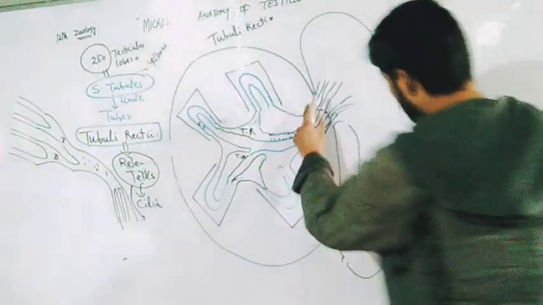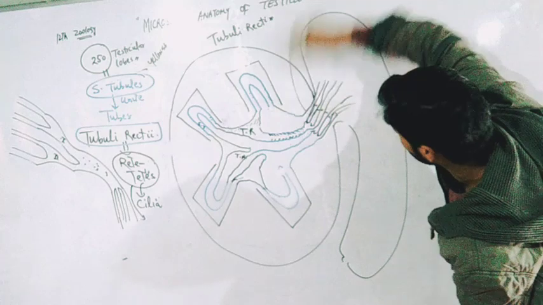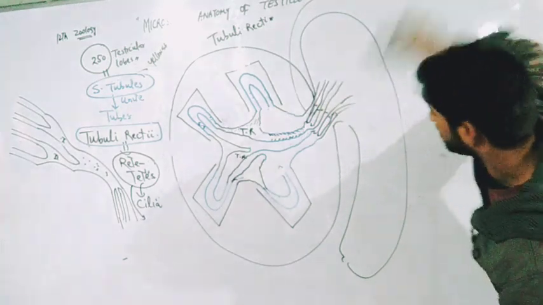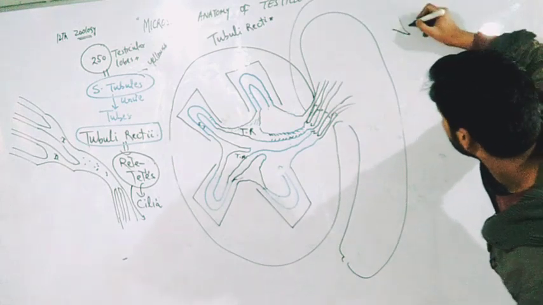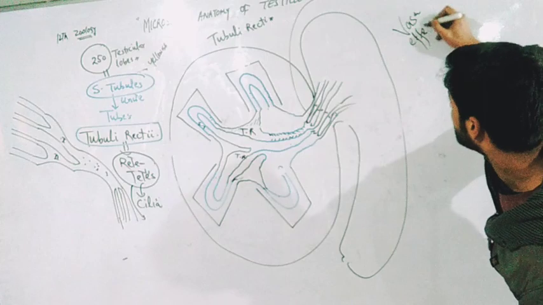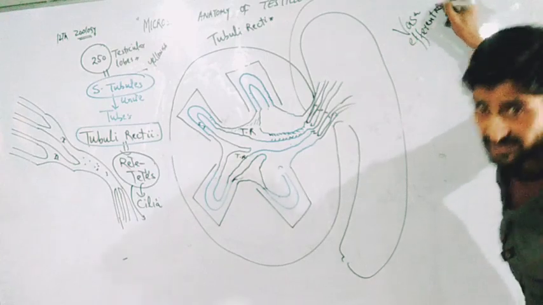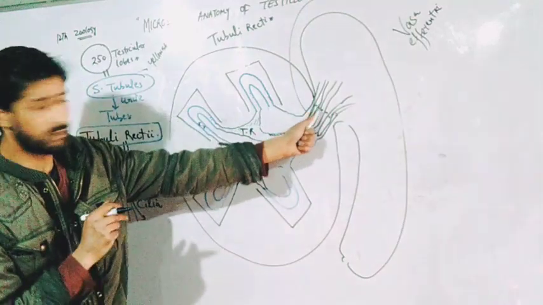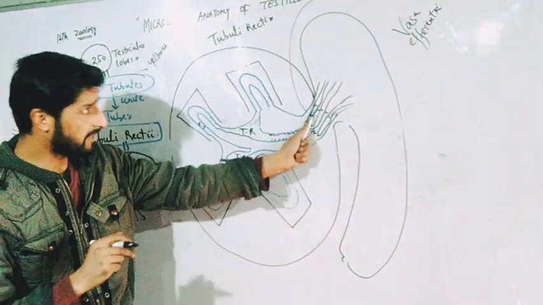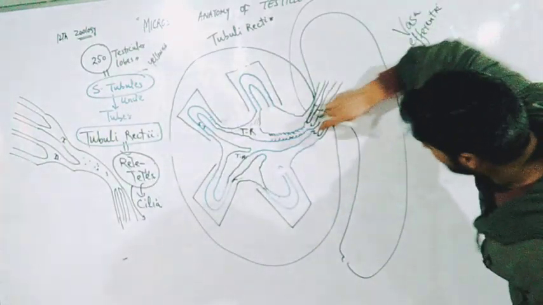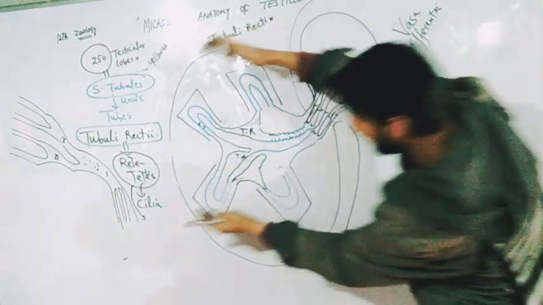This network of 15 to 20 tubes is known as vasa efferentia. It is this network of tubes that leaves the testicle.